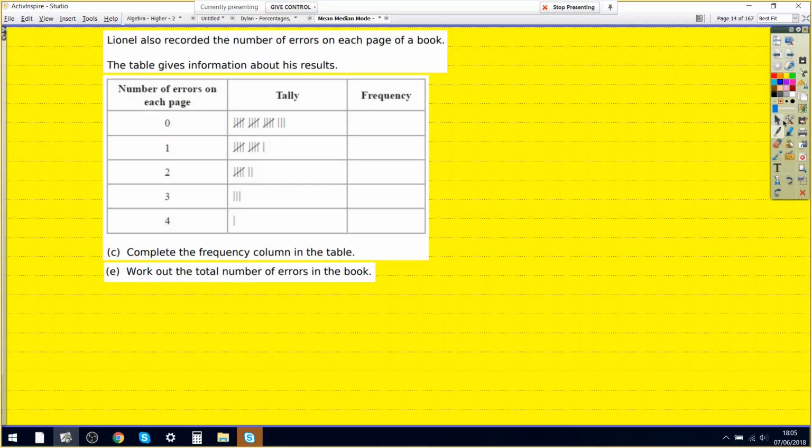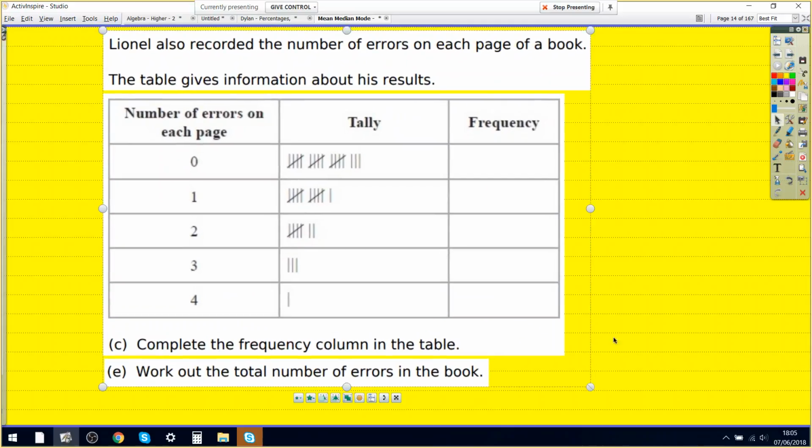Okay, so this one completes the frequency table. So all the frequencies would be? For 0, that would be 18, then 11, and 7, then 3, and then 1. And what is the modal number of errors per page on each page? 0. Yeah.